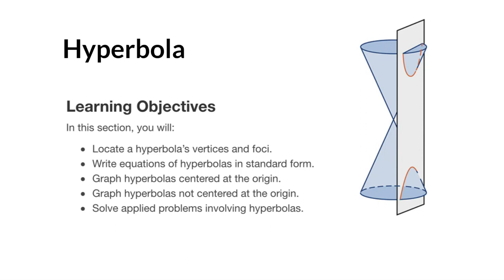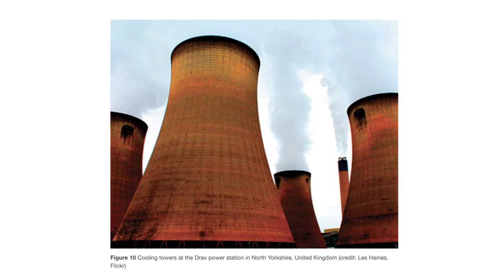In part 1, you already learned how to graph a hyperbola when the center is at (0, 0). In this section, you are going to learn how to graph a hyperbola when the center is not at (0, 0). Also, how to solve applied problems involving hyperbolas.